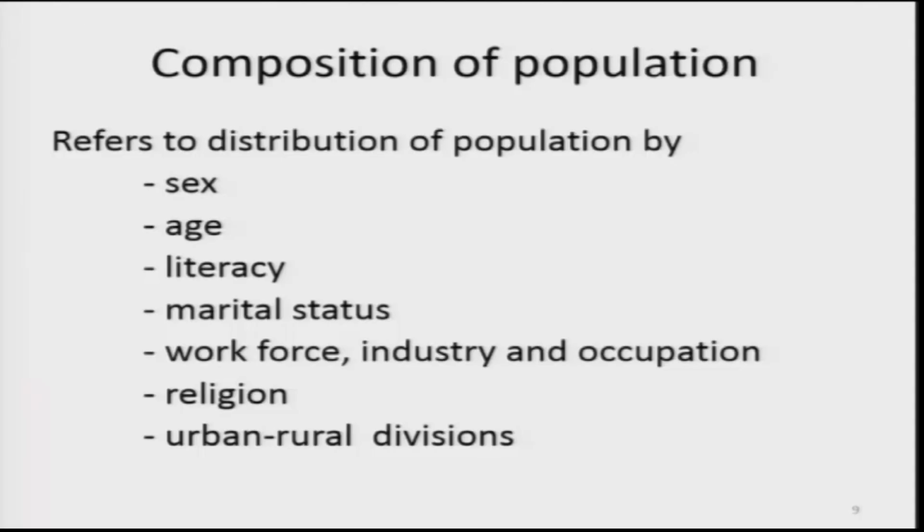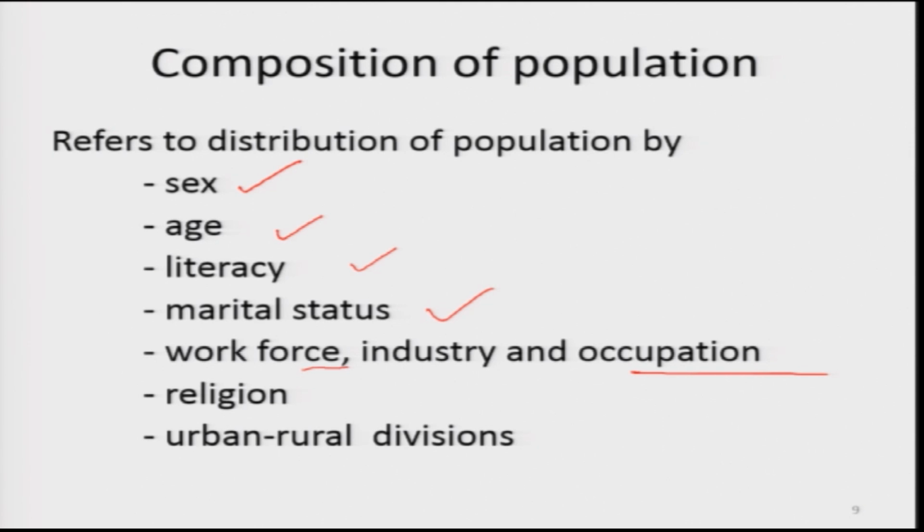Now, composition of population is often defined in terms of sex. First, the most important thing is sex, then age, what is the age distribution of population, how many are literate and illiterate, how many are married, unmarried, widowed, divorced, separated, how many are workers, how many are non-workers, how many are working in which industry and in what occupations. And then religion is a big issue, religion, ethnicity, these are other issues, and we often calculate percentages of population in different religious groups, ethnic groups.